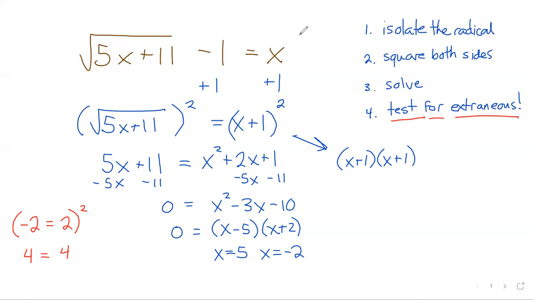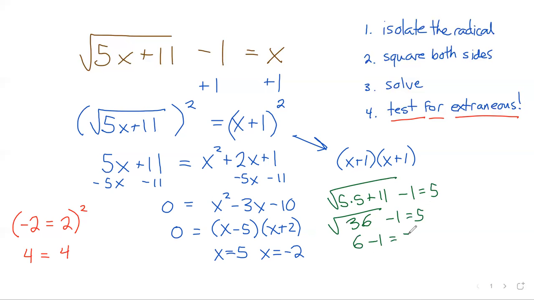Let's start with x equals 5. And remember, we've got to put these back into the original equation. So square root of 5 times 5 plus 11, minus 1 equals 5. Let's see if this works. So 25 plus 11 is 36, and the square root of 36 is 6. So that's 6 minus 1 equals 5. 5 equals 5. Okay, good. That means x equals 5 is in fact a solution. This gave us a true statement.